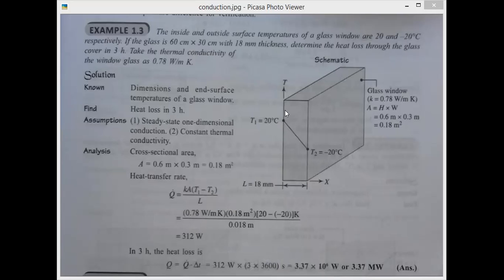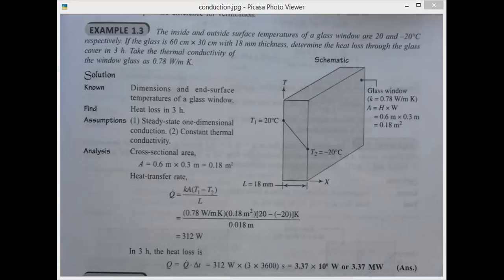So now the heat transfer rate Q is equal to, let us write the formula first. Q is equal to K into T1 minus T2 divided by length. So K is given 0.78, multiplied by 0.18 and again multiplied by 20 plus 20, and length is 18 mm. Convert that 18 mm length to meter, so it will become 0.018 meter. So ultimately the answer comes as, let me check whether it is correct or not, 0.78 into 0.18 into 40 divided by 0.018, 312. So the answer is 312 watt.